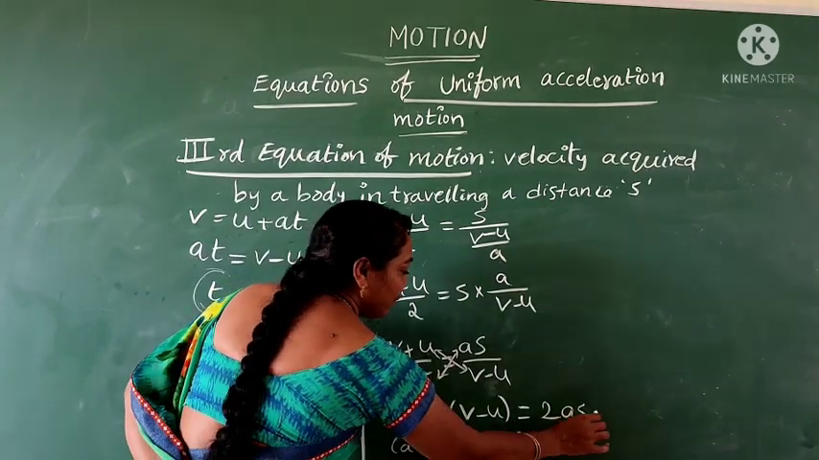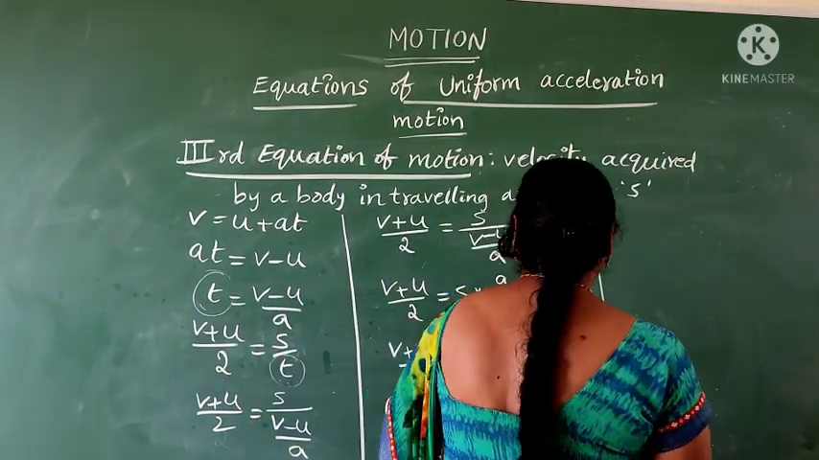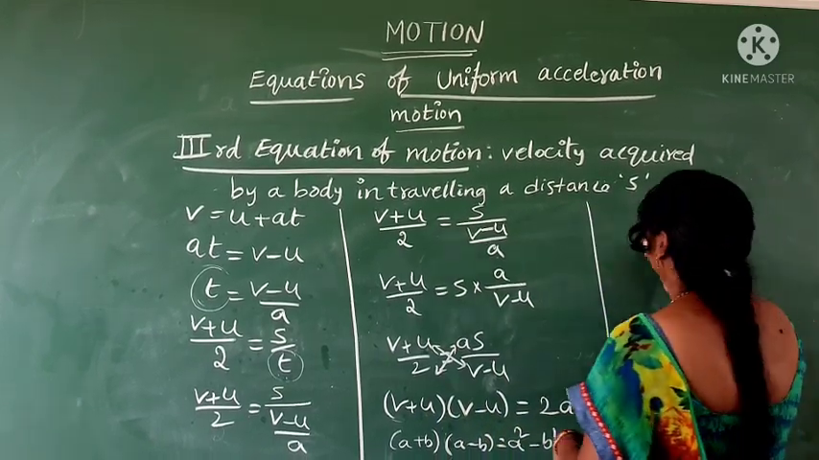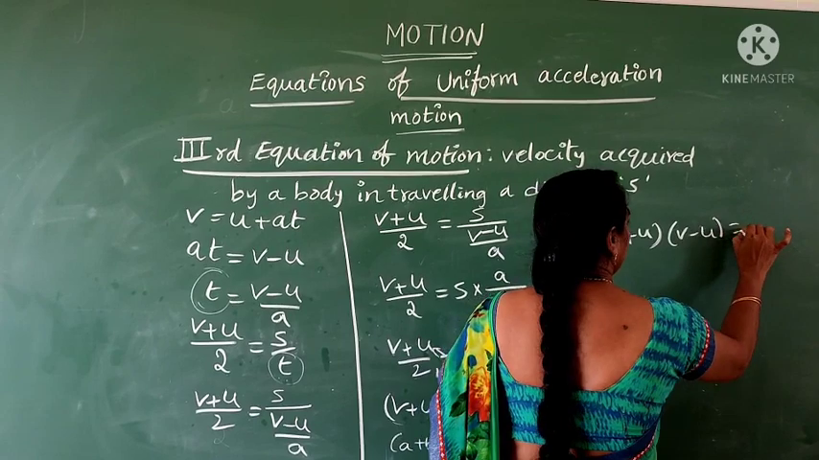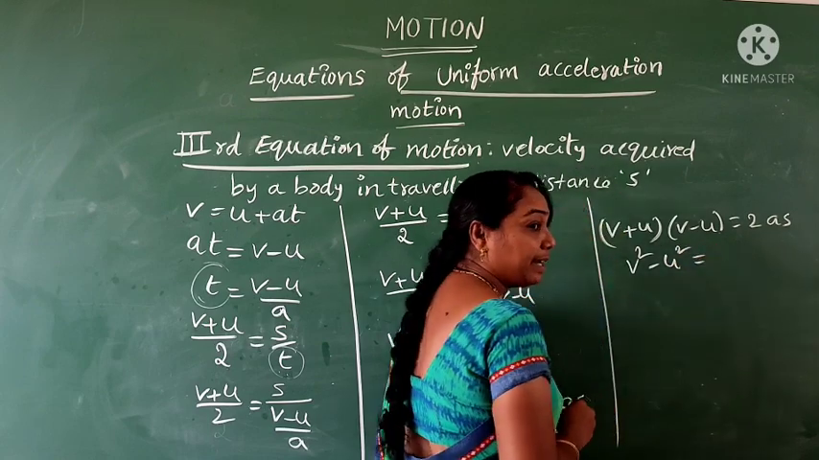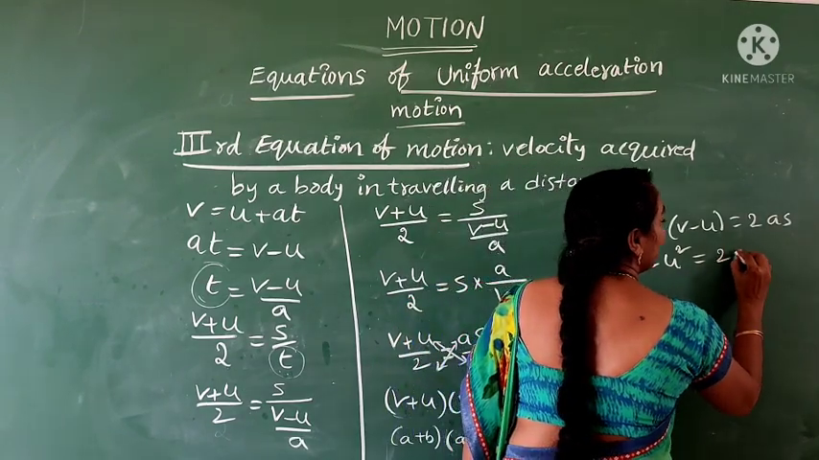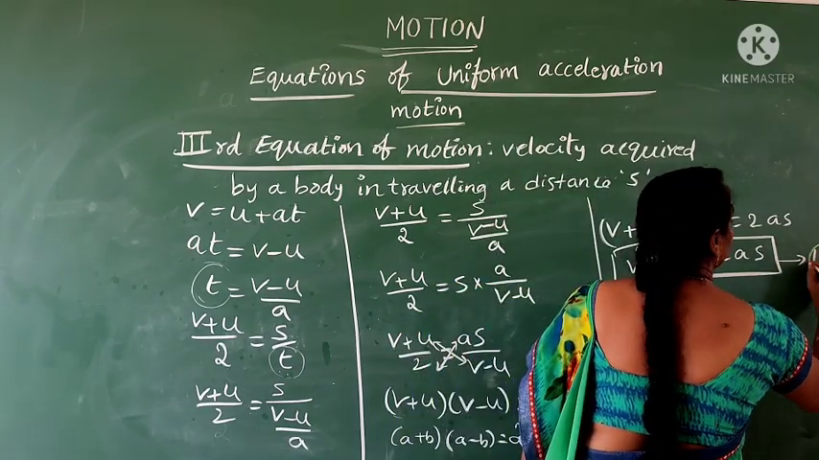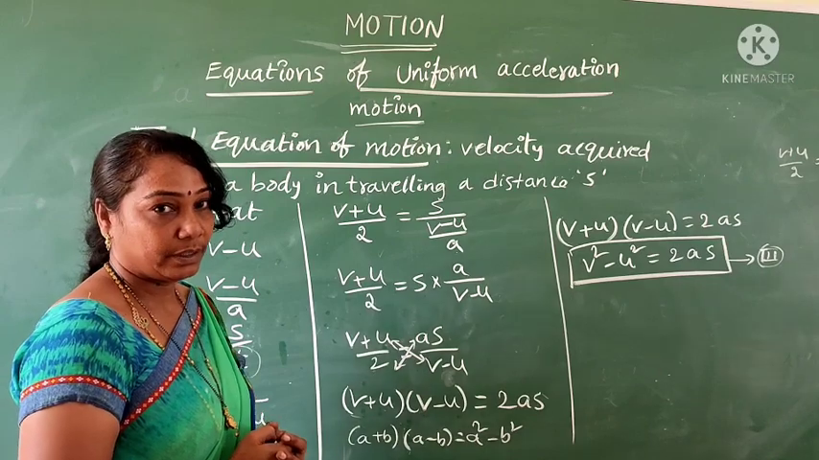Use this formula here. So we get v plus u into v minus u equal to 2as, which is written as v square minus u square equal to 2as. This is the third equation of motion. Now we have learned the third equation of motion.